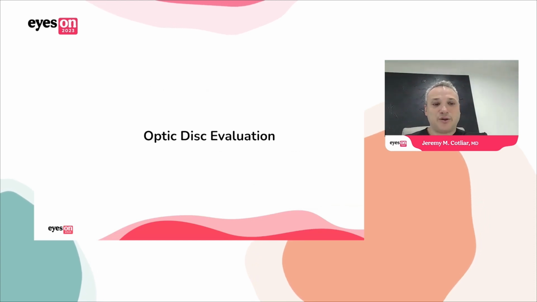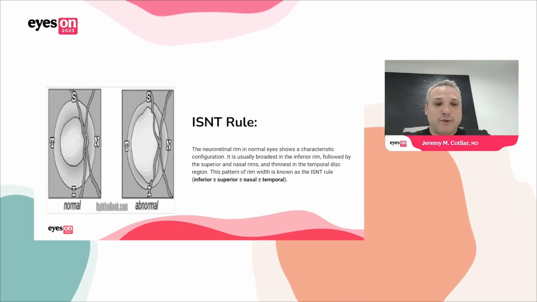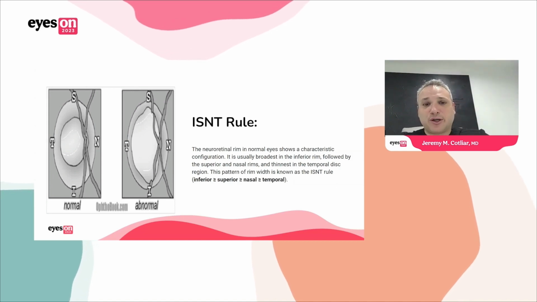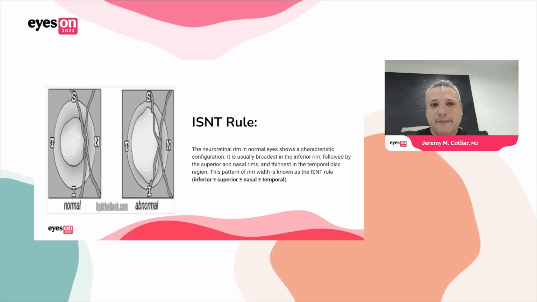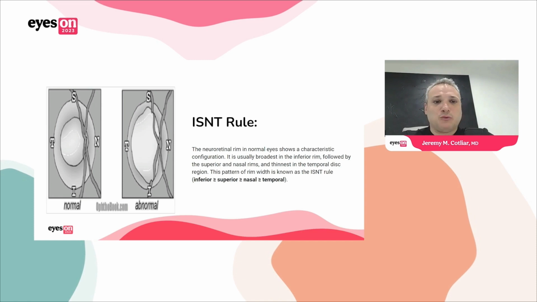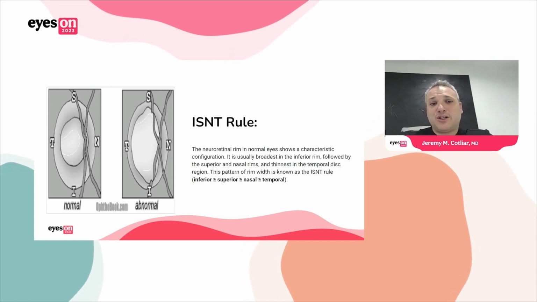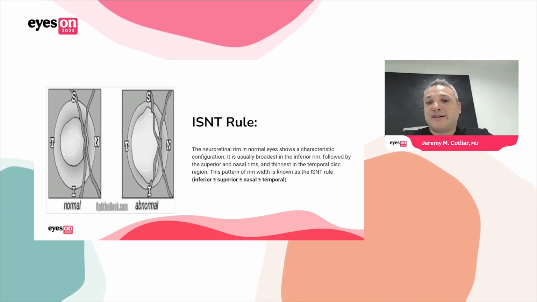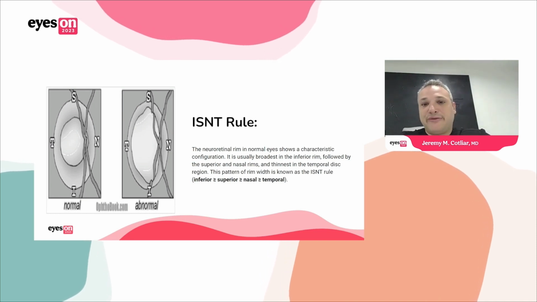So optic disc evaluation. The ISNT rule, which means that the inferior nerve fiber rim is thicker than the superior, which is thicker than the nasal, which is thicker than the temporal. It's not a hard and fast rule, but it's a good thing to remember when assessing the optic nerve rim thickness, because if the optic nerve doesn't follow the ISNT rule, there's a chance that this is glaucoma. So the neuroretinal rim, as we said, in normal eyes shows a characteristic configuration: inferior thicker than superior, thicker than nasal, and thicker than temporal.